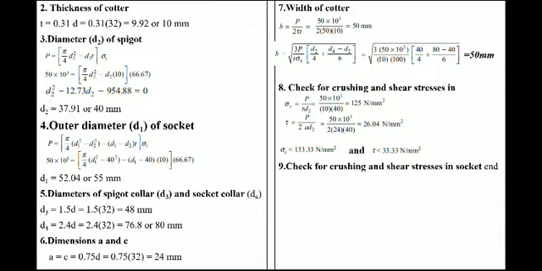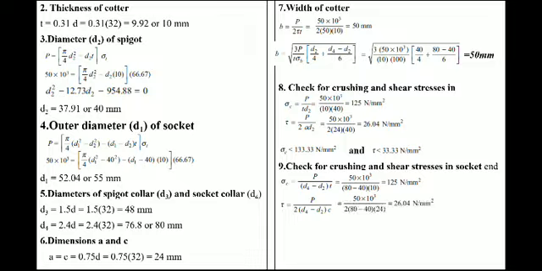Okay, now the check for crushing and shear stress in socket. This is for spigot. You can mention here spigot, I forgot to write it here. Now check for crushing and shear stresses in socket end. So what about socket end now? Sigma c is equal to P upon (D4 minus D2) into T, which is equal to 15 into 10 raised to 3 upon that. So I am getting 125. Next, tau is equal to P upon 2 (D4 minus D2) into C. So I am getting this 26.04.